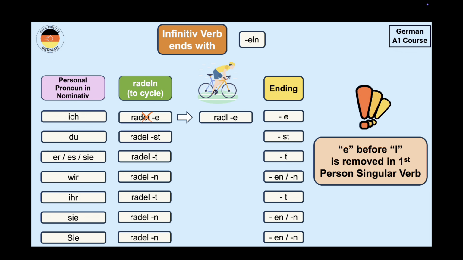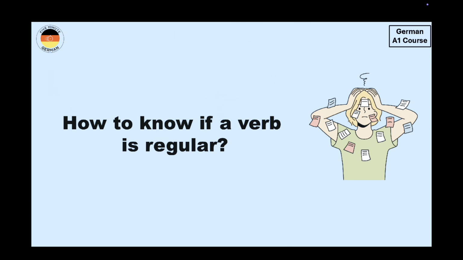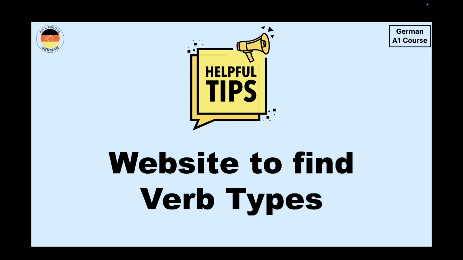Now with these rules, you can easily conjugate regular verbs. However, you might be saying that yes, I can now conjugate regular verbs, but how will I know if a verb is regular or not? Do I have to memorize all of these verbs? Because you can only conjugate it once you have identified if a verb is regular or not. So I have some good news for you, and that is that you don't have to memorize all the regular verbs, because I will give you a website where you can find the verb types and you can know whether a verb is regular or not. So let me show you this website.